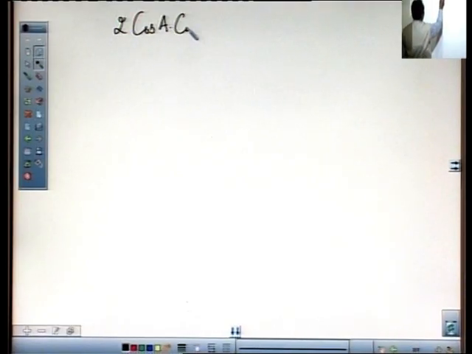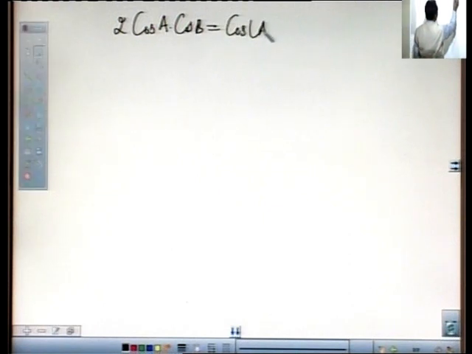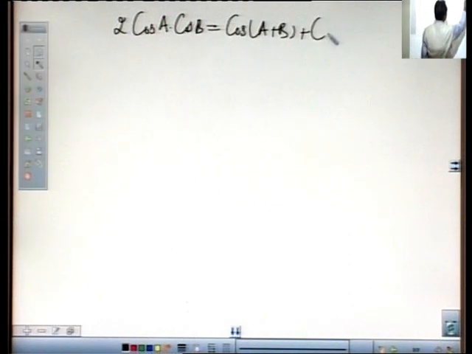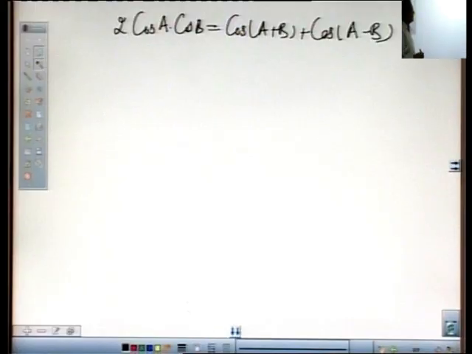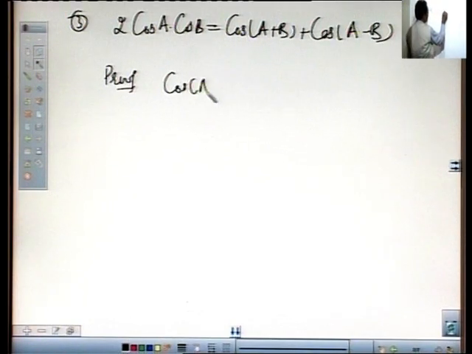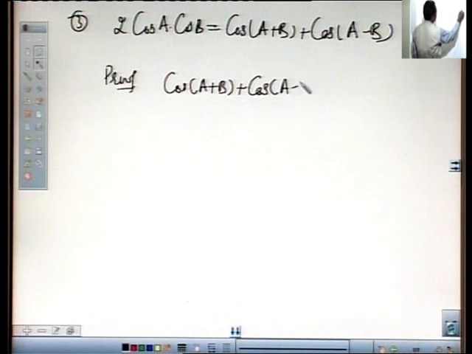The next formula, formula number 3, is 2 cos A cos B equals cos(A plus B) plus cos(A minus B). Proof of this: here we take the right hand side, cos(A plus B) plus cos(A minus B).